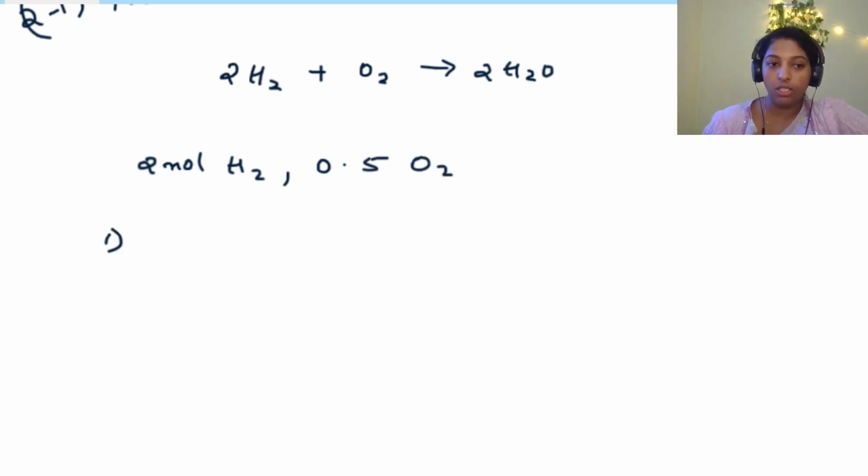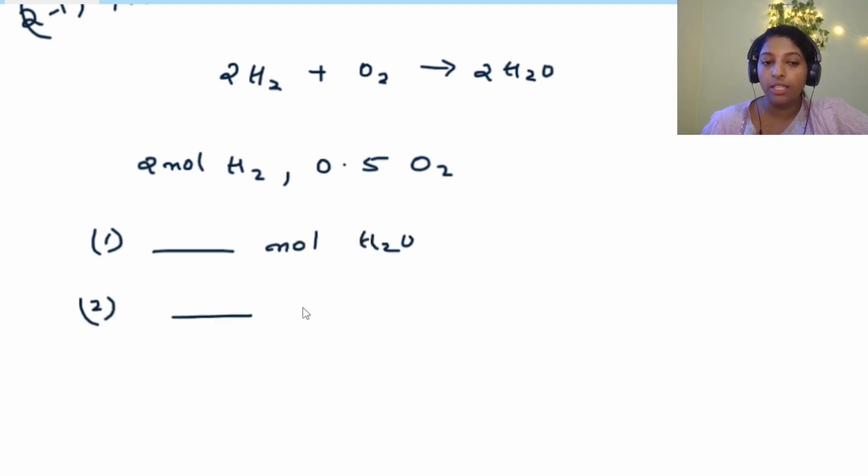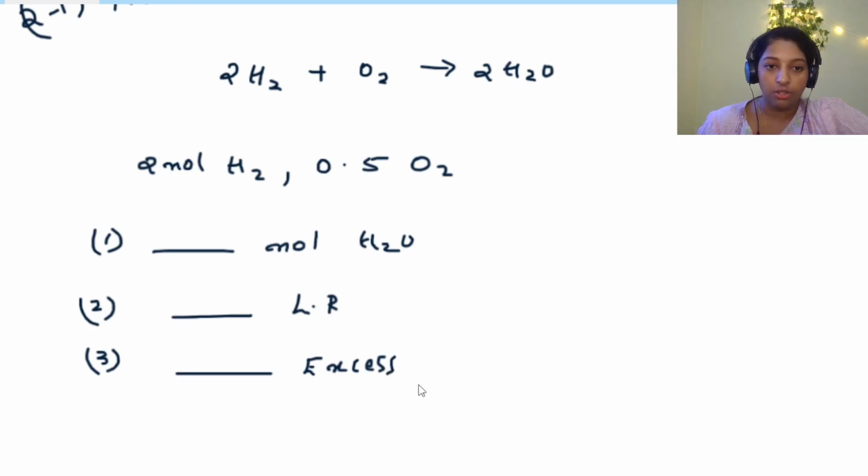So, what is the question? What is the moles of water formed? And the next one, which is the limiting reagent? And the third one, what is the amount of excess reagent? You can get it from the reaction. So first of all, think about the reagent mole ratio. Compare the reagent ratio. You can take any of the reagents.